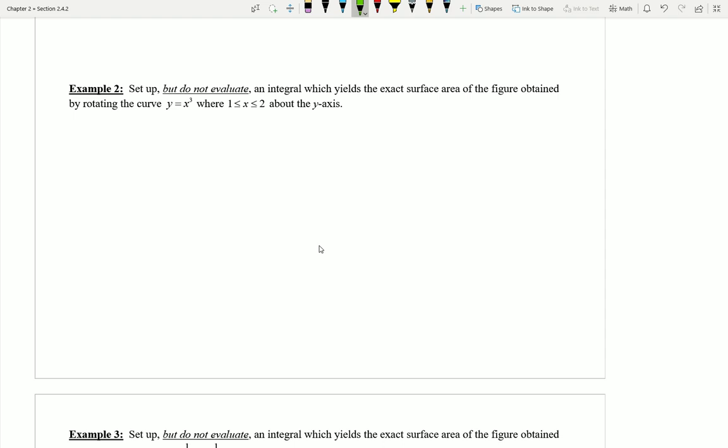Let's take a look at example number 2. Here I'm interested in setting up, but not evaluating, an integral which yields the exact surface area of the figure that's obtained when I rotate... Hey, look at this. Again, it's my same curve, y equals x cubed, on the same range of x's, but I'm going to rotate it around the y-axis.